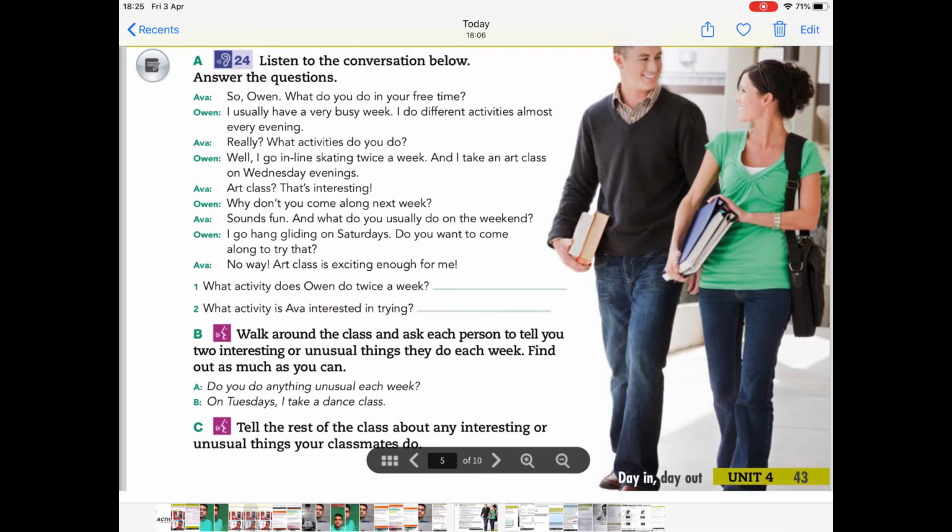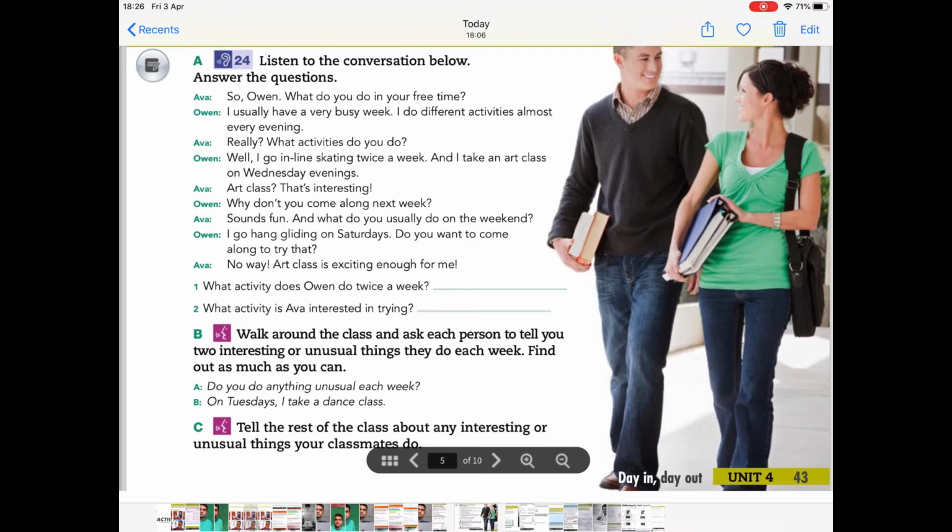Activities on this page. Yes, page 43. We have a listening here, boys. What is the listening about? It's about Owen telling this girl about his routine. Yes, he's going to tell her what his routine is like. Okay, so please pay attention to this. The instruction is: listen to the conversation below and answer the questions. Okay, let's listen to the conversation.